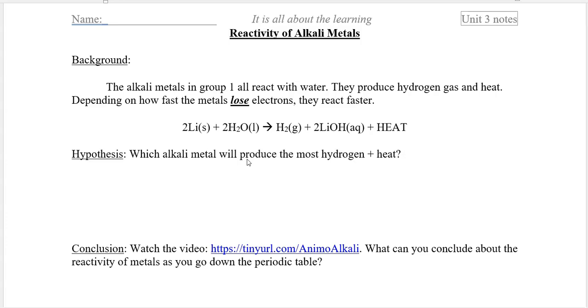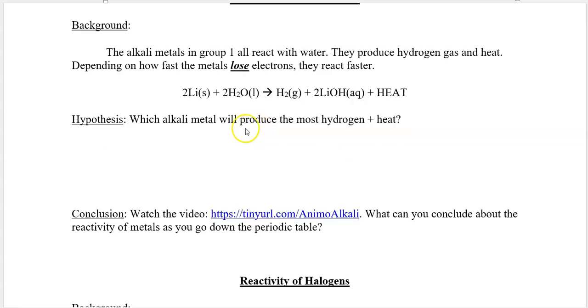So it turns out the alkali metals in group 1, they all react with water. And when they react with water, they produce hydrogen gas and heat. Depending on how fast metals lose electrons, they react faster. So here's an example chemical equation. 2 lithium atoms plus 2 water molecules combine to form 1 H2 and 2 LiOHs. The symbols in parentheses are their phases. So solid plus liquid creates a gas, and then aqueous, which means dissolved in water. And notice they're also producing heat.